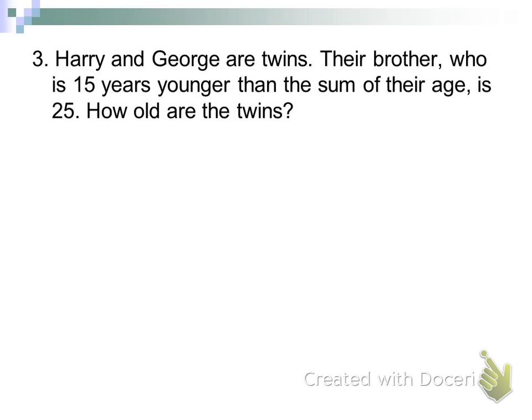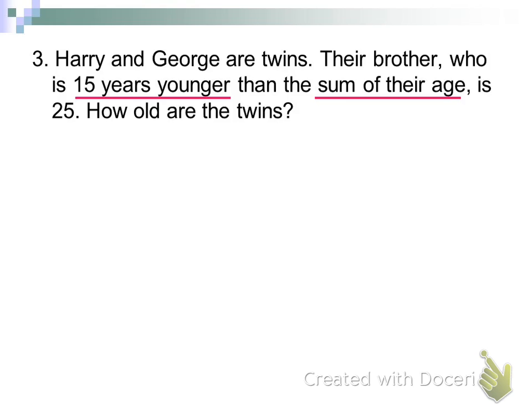So we have two boys, right? No. Brothers. They have another brother, so there's three brothers, right? He's 15 years younger than the sum of their age. And we're looking for how old the twins are. Okay. 15 years younger probably means what? Yeah, we're going to end up subtracting 15.